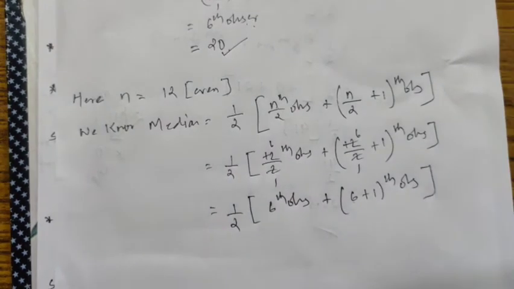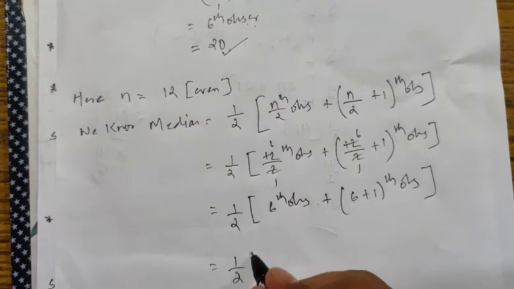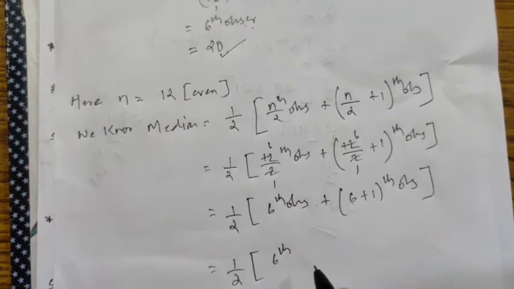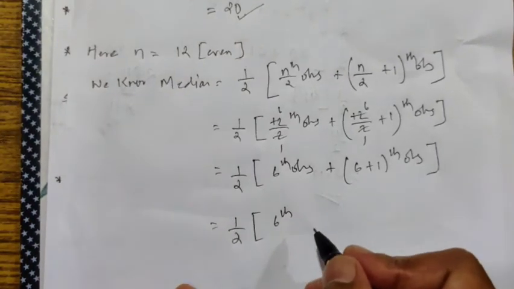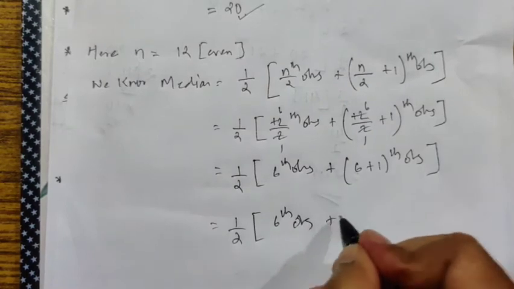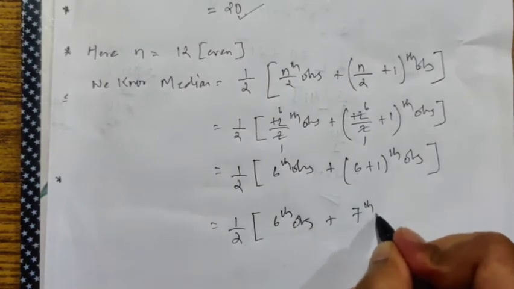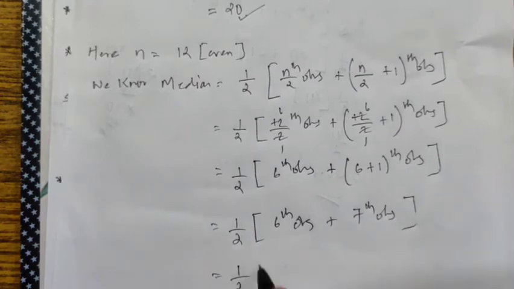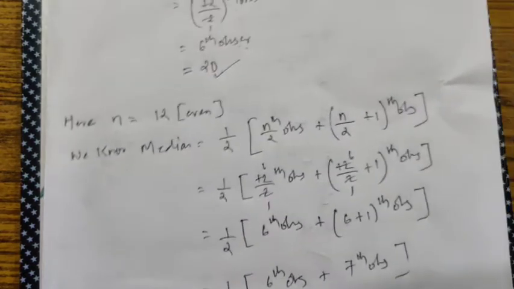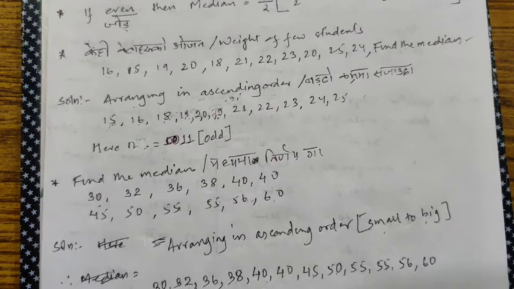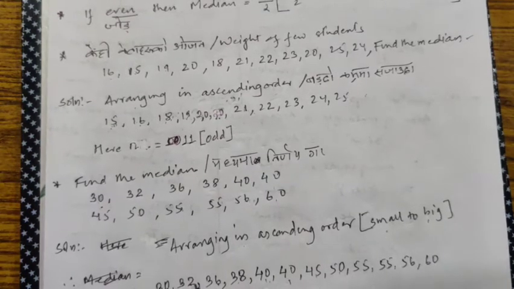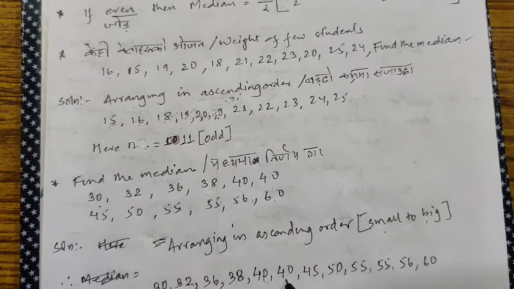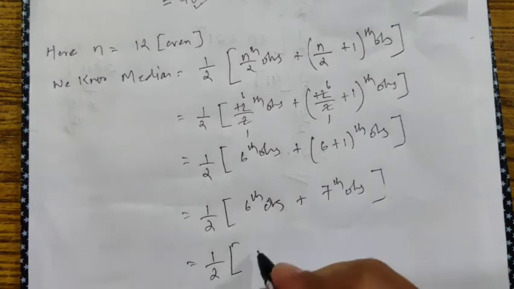Okay, people, so 1 by 2, I hope everyone can see it. 6th observation plus 6 plus 1 is 7th observation. Yes or no, people? Now let's go to the 6th observation in the data. 6th observation, 1, 2, 3, 4, 5, 6. What is our 6th observation? 40. So my 6th observation is 40.